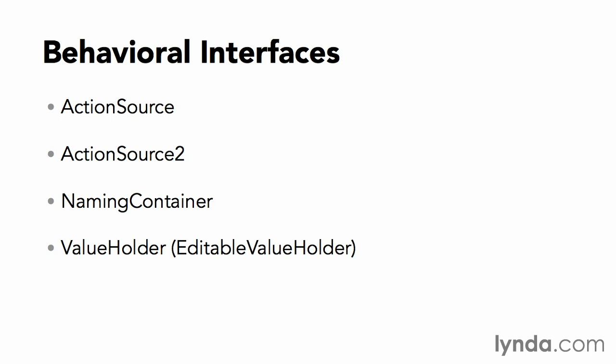ValueHolder and its extension EditableValueHolder both allow the component to store local data. This is a great way to improve efficiency because the component will not have to access an external data source each time. Having local copies of data also makes parallelism easier to achieve because you don't have to worry as much about read/write conflicts. Finally, every component by default implements the StateHolder interface. This behavioral interface applies the very basic requirement that the component has a state, and that state must be saved between requests.